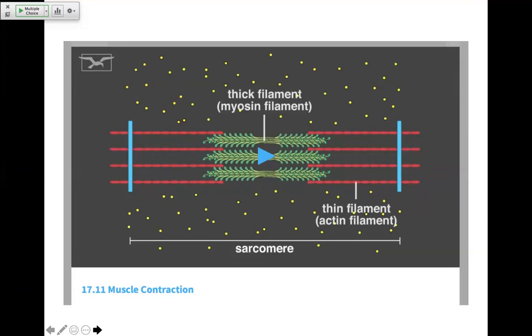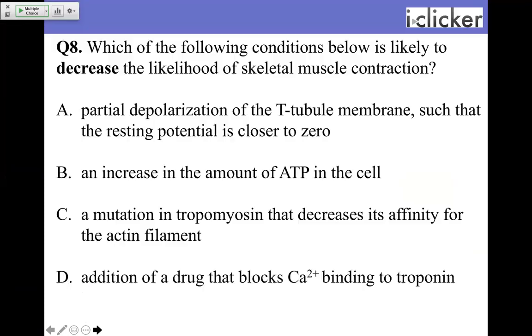So how is this regulated? Let's think about this here. Which of these conditions would decrease the likelihood of a contraction?